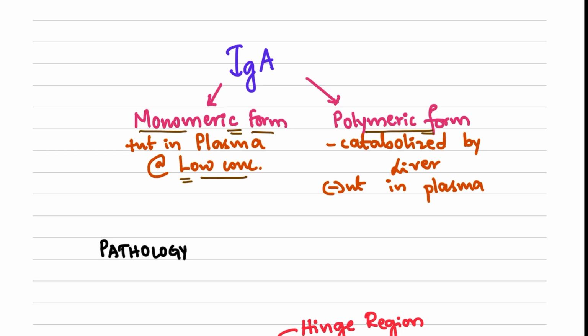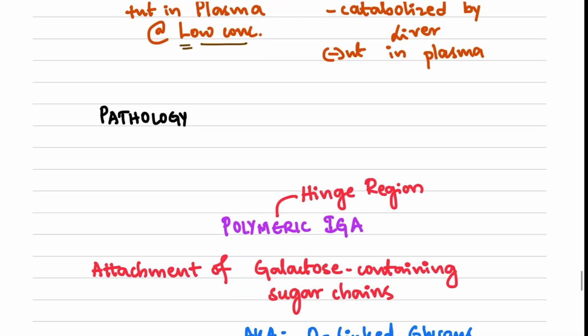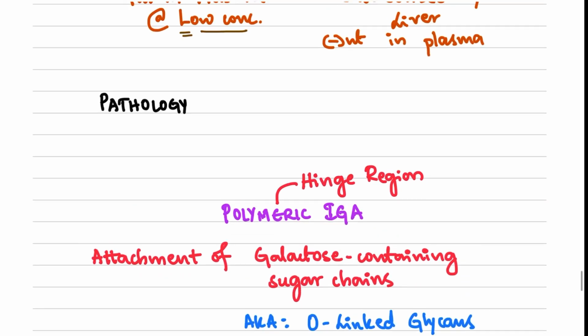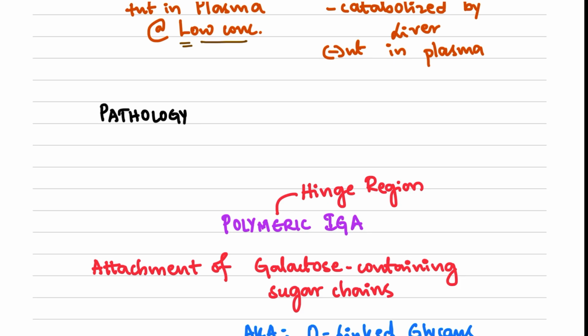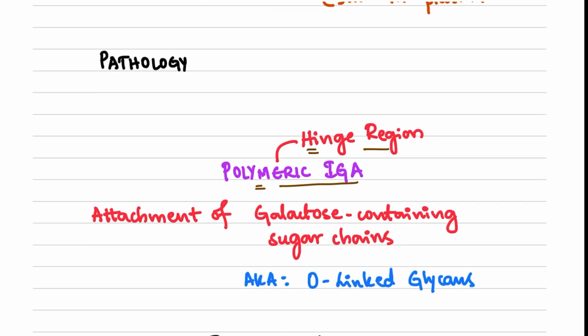So what actually happens in IgA nephropathy is that these polymeric IgA are present in the plasma, and they have something called the hinge region. To this hinge region there is attachment of galactose-containing sugar chains, also called O-linked glycans. So there is attachment of galactose-containing sugar chains, or O-linked glycans, to this hinge region that is present in the polymeric IgA.